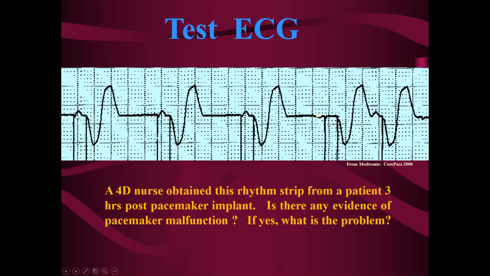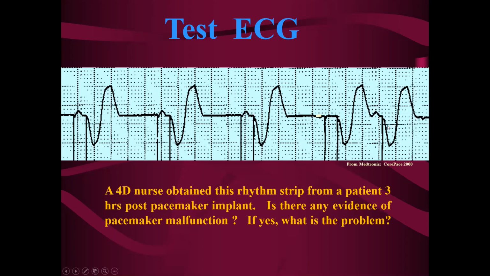So that's right. It's lost atrial capture here, and because it lost atrial capture, that's probably why the sinus P wave came through. Right? Because now there's no paced P wave here to reset the sinus node. So now the sinus node finally emerges.